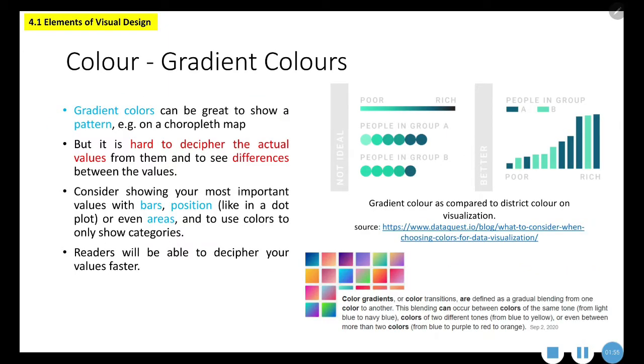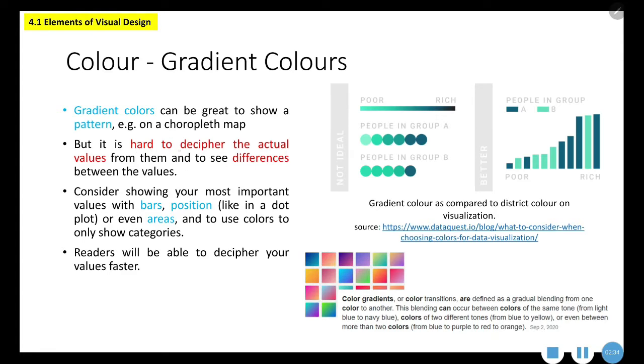In the next 10 or more slides, we are going to discuss colors. The first one is about gradient colors. First we have to understand what gradient colors are. Gradient colors or color transition are defined as a gradual blending from one color to another. This blending can occur between colors of the same tone, from light blue to navy blue, or between different tones, from blue to yellow, or even more than 2 colors, from blue to purple to orange to red.